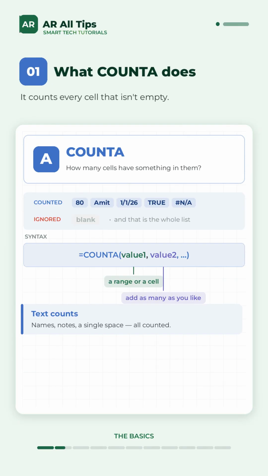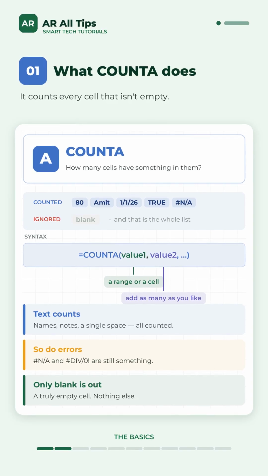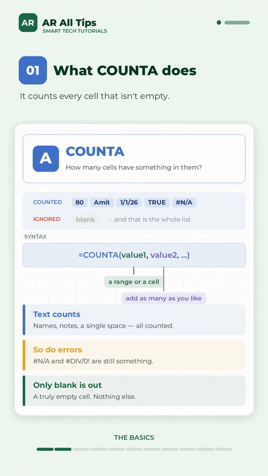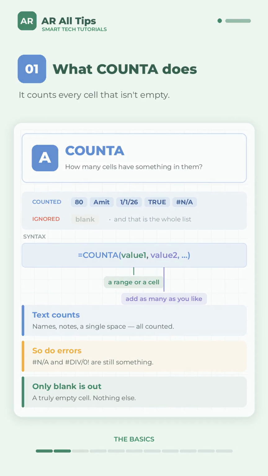That's the whole rule. Numbers count, names count, dates count, TRUE and FALSE count, even an error message like #N/A counts because something is in there. The only thing it skips is a genuinely blank cell. And the syntax is exactly what you'd guess. Equals COUNTA, a range, and you can add more with commas.